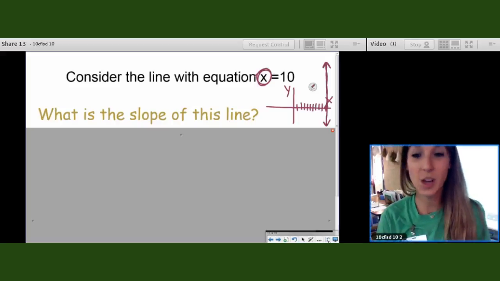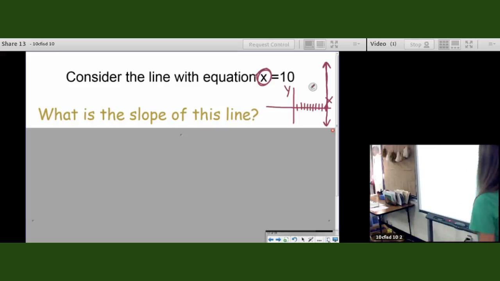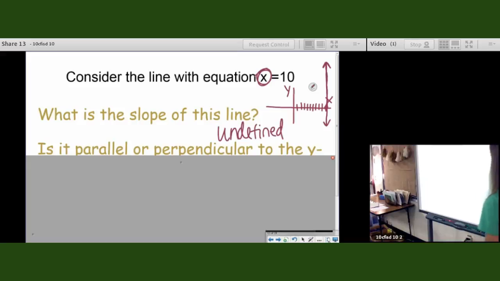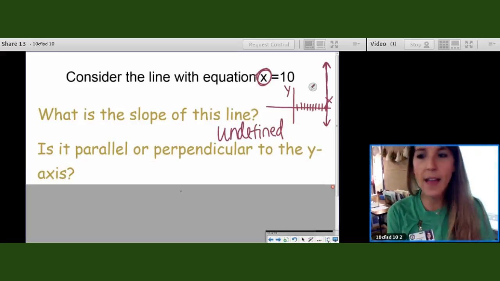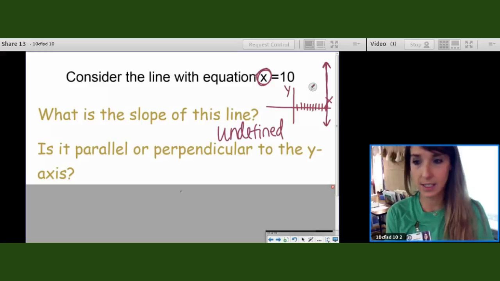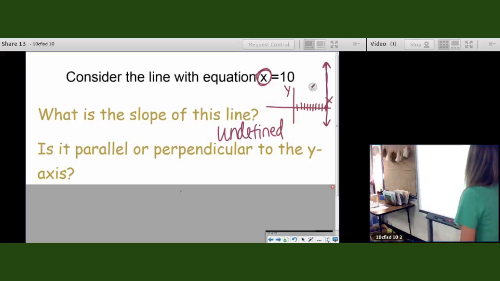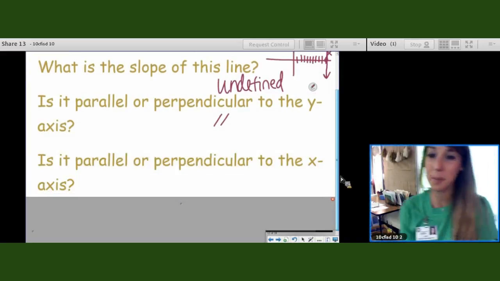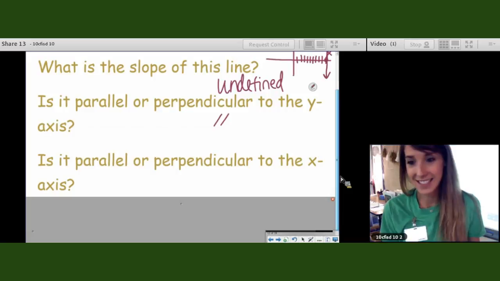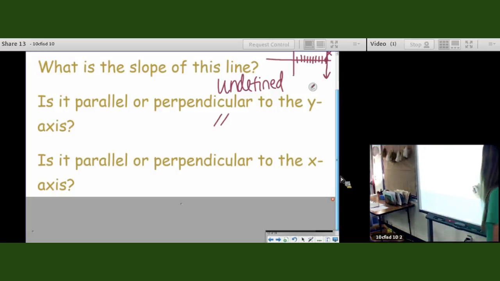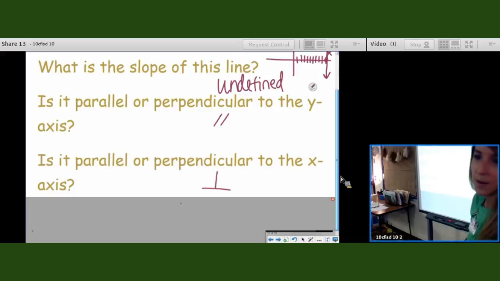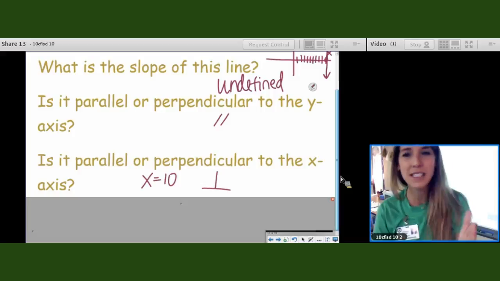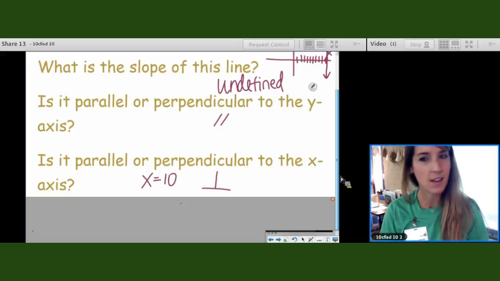What's the slope of that line? Undefined. Is that line parallel or perpendicular to the y-axis? Good. Parallel to the y-axis. Is that line parallel or perpendicular to the x-axis? Perpendicular, right? So the line x equals 10, isn't that weird? The line x equals 10 is perpendicular to the x-axis, not parallel.